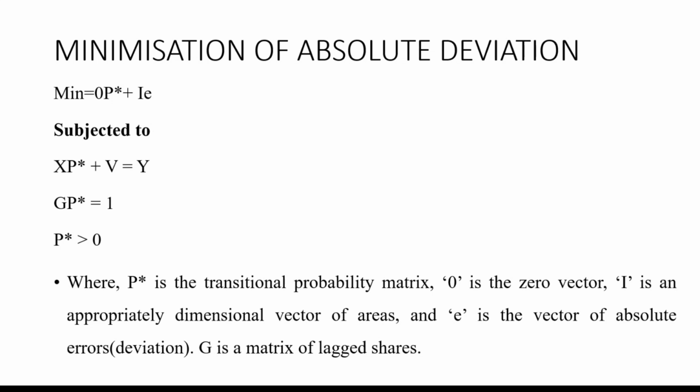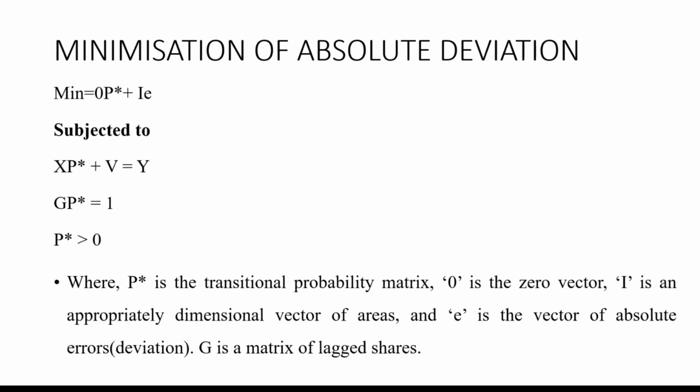Now you minimize the deviations, where I is an identity matrix and E is the error term of the deviation, subject to XP plus V is equal to Y, and GP is equal to 1, where G is a grouping matrix and X is a matrix of lagged values. I will show you this with an example. You'll understand it better. G is a grouping matrix in order to make the transitions add up to 1.